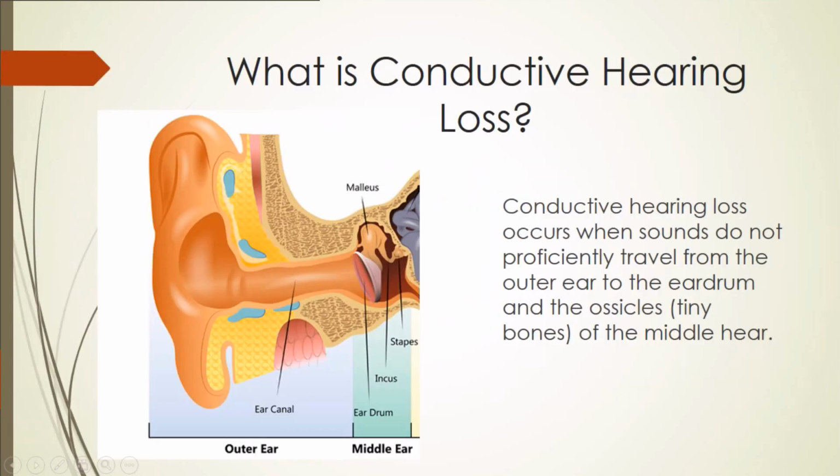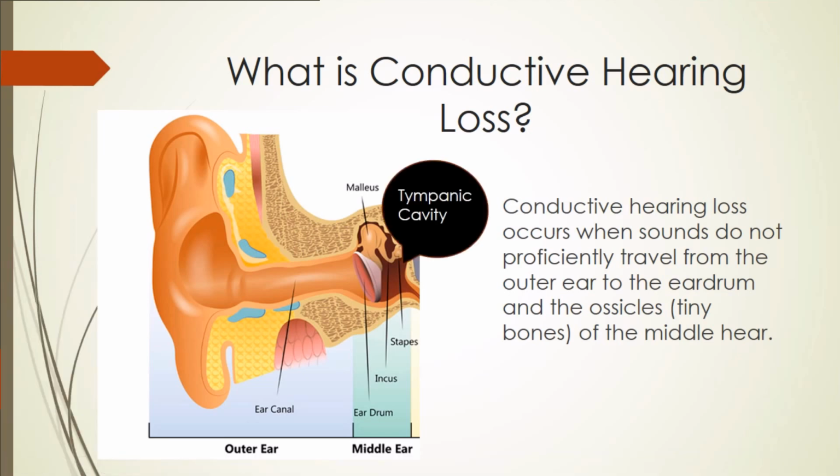What is a conductive hearing loss? A conductive hearing loss occurs when sounds do not sufficiently travel from the outer ear to the eardrum and the ossicles of the middle ear. The ossicles consist of three small bones located in the tympanic cavity.